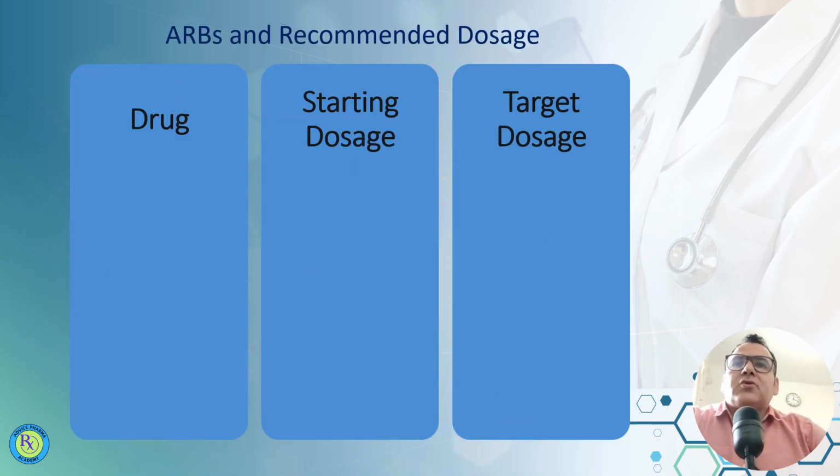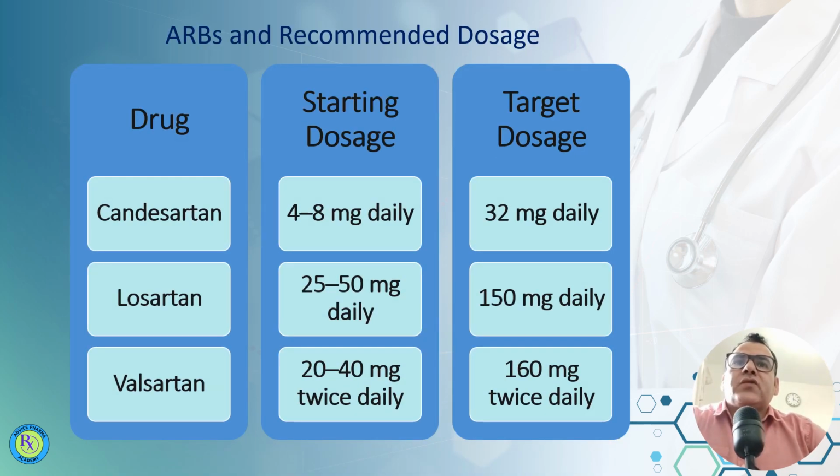So what are the recommended and starting doses of ARB? The most common 3 ARBs used in heart failure are candesartan, losartan, and valsartan. Candesartan, Atacand, starting dose 4 to 8 and target 32 milligram. Losartan starting 25 to 50 with target 150 milligram daily. Valsartan starting 20 to 40 twice and maximum of 160 twice daily.